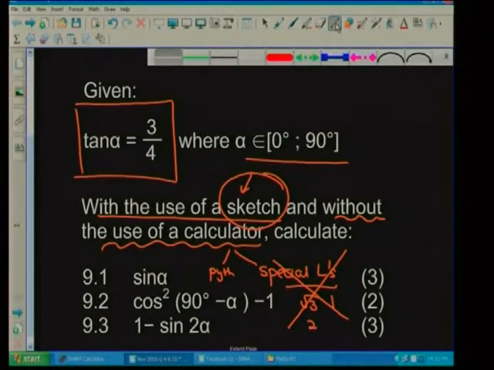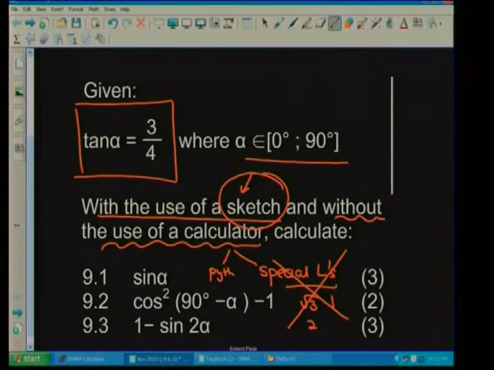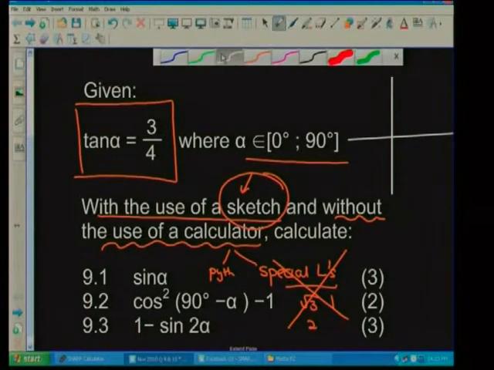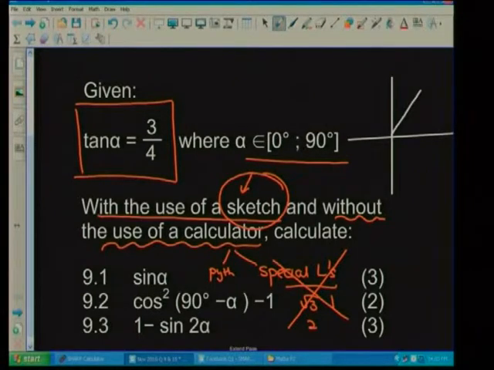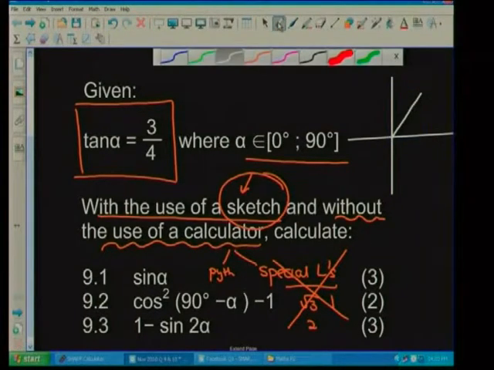Let's get ourselves an axis going. We know we only need the first quadrant because of what they told us. And we know that this angle is going to be somewhere in this quadrant. Excuse my drawing, I should have actually had it a little lower, so let's just pick it up and move it down. Yes, there you go. Right, so what do we know?